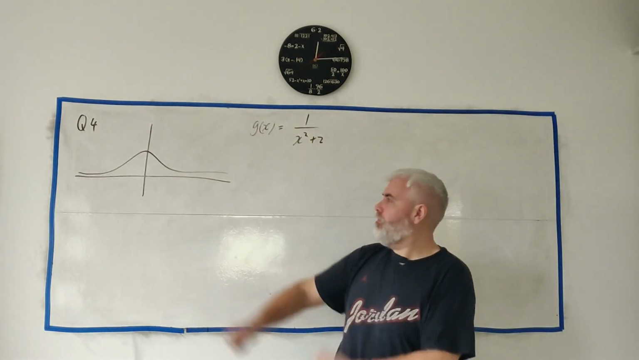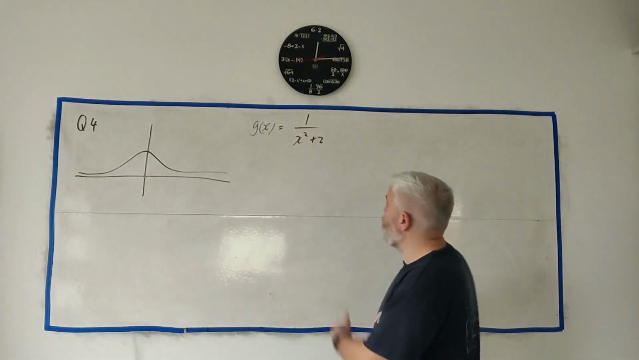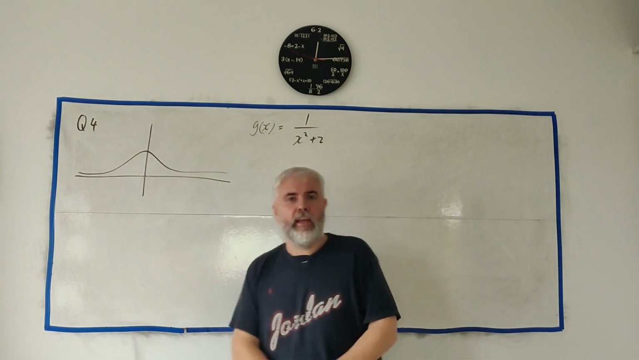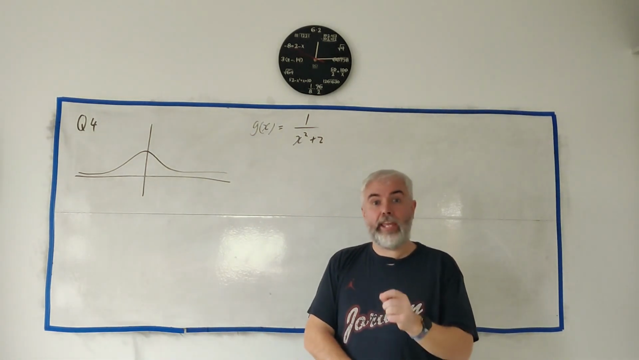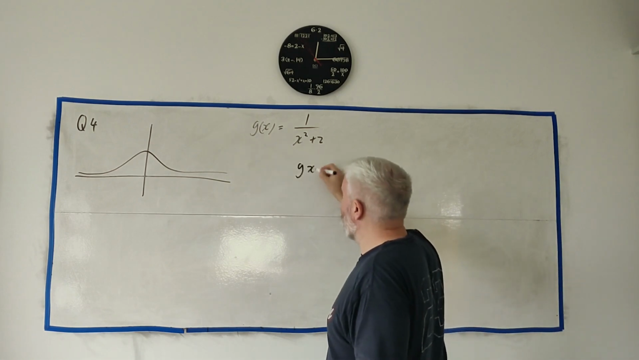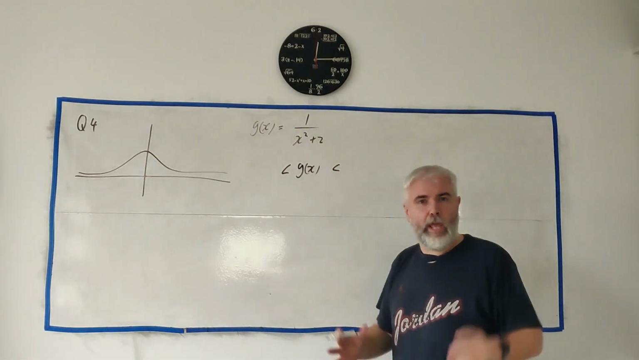Part B goes on to give us this drawing of g(x), a different function. This is 1 divided by x squared plus 2, and it looks roughly like this. They ask to state the range of g(x). So what's the range of g(x)? What's the smallest g(x) can become, and what's the biggest g(x) can become? What range is it in?